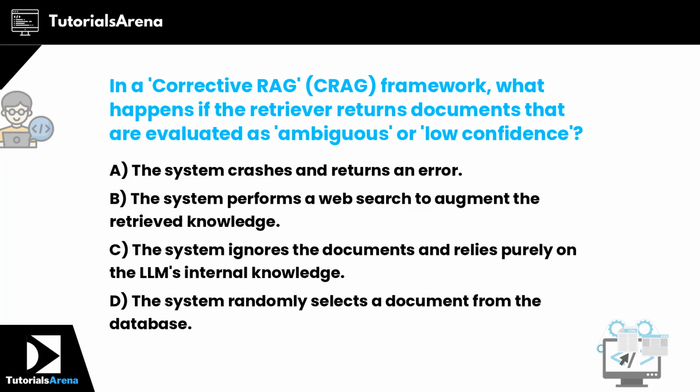In a corrective RAG (CRAG) framework, what happens if the retriever returns documents that are evaluated as ambiguous or low confidence? The correct answer is option B. The system performs a web search to augment the retrieved knowledge.